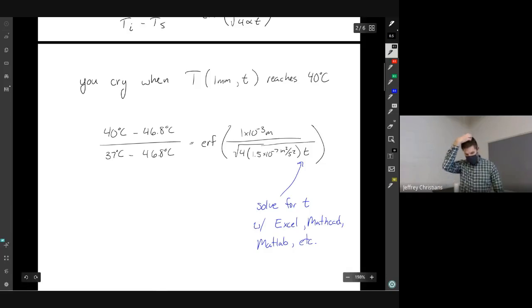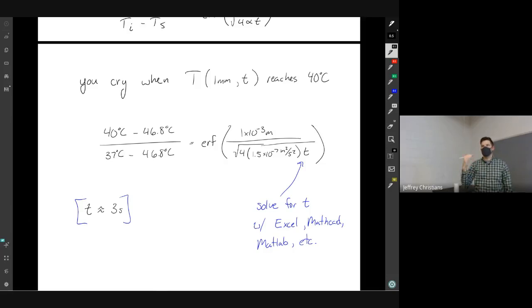So when I solved this, I used Excel and used the Excel Solver function. Does everybody know what Excel Solver is? Raise your hand if you know what Solver is in Excel. Raise your hand if you've never heard of that. Okay, so everybody's at least heard of it. If you use Solver, then you get that the time is about 3 seconds. So it takes about 3 seconds for the temperature a millimeter into your foot to go from 37 up to 40.